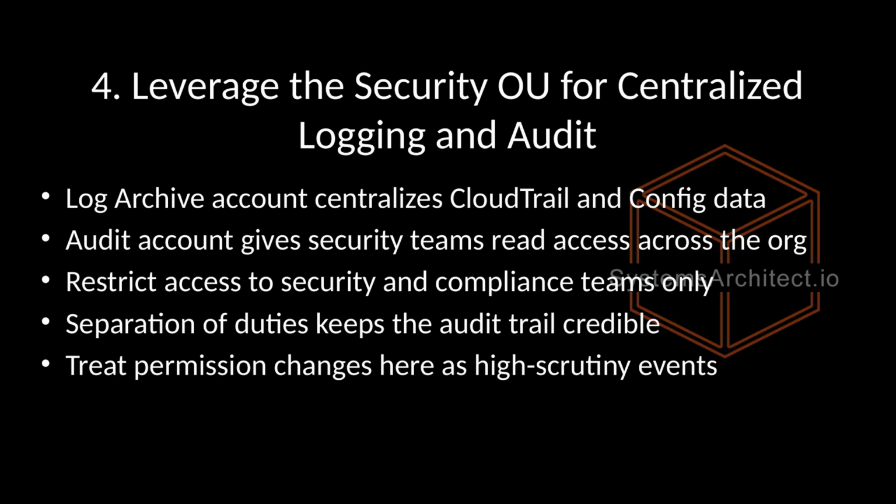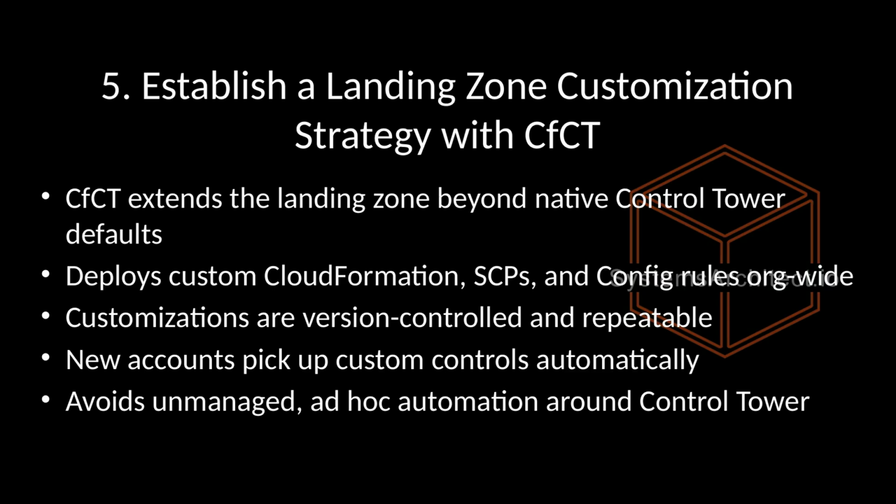4. Leverage the security OU for centralized logging and audit. Control Tower automatically provisions a log archive account and an audit account inside a dedicated security OU. The log archive account centralizes CloudTrail logs and AWS Config data from every account. The audit account gives security and compliance teams read access to investigate incidents. Restrict access to these 2 accounts to security personnel only. That separation of duties is what keeps the audit trail credible.